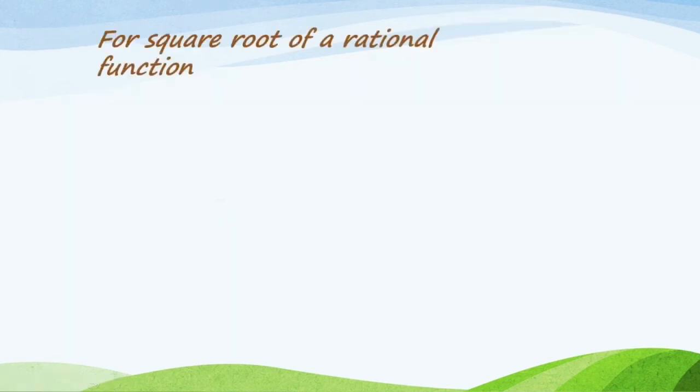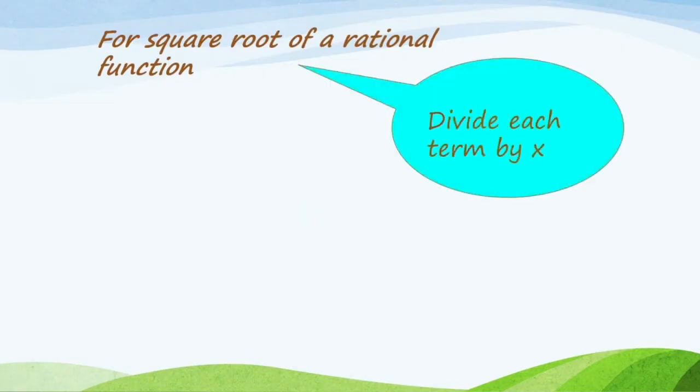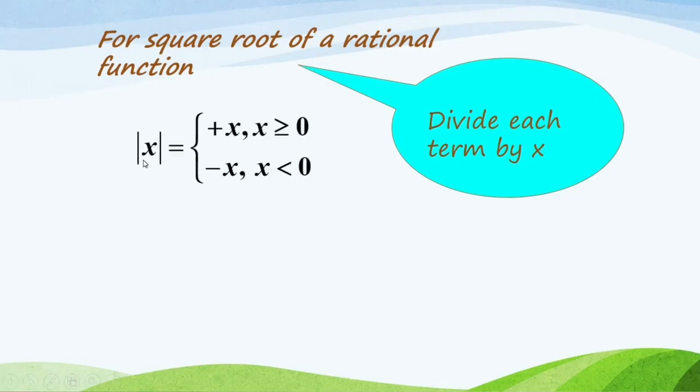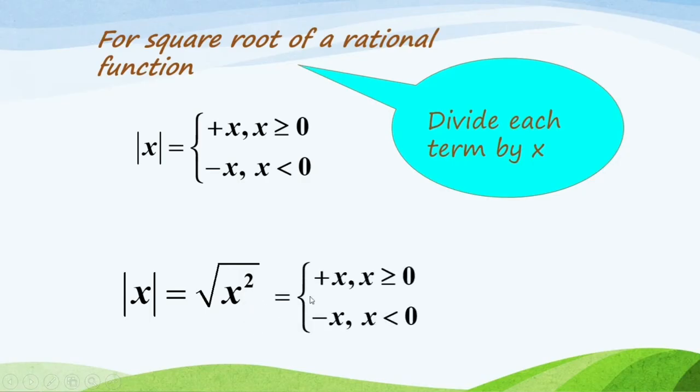For the square root of a rational function, we divide each term by x, because the modulus of x equals positive x when x is greater than or equal to 0, and negative x when x is less than 0. Okay, the modulus of x equals the square root of x squared, and equals plus x when x is greater than or equal to 0, and negative x when x is less than 0.